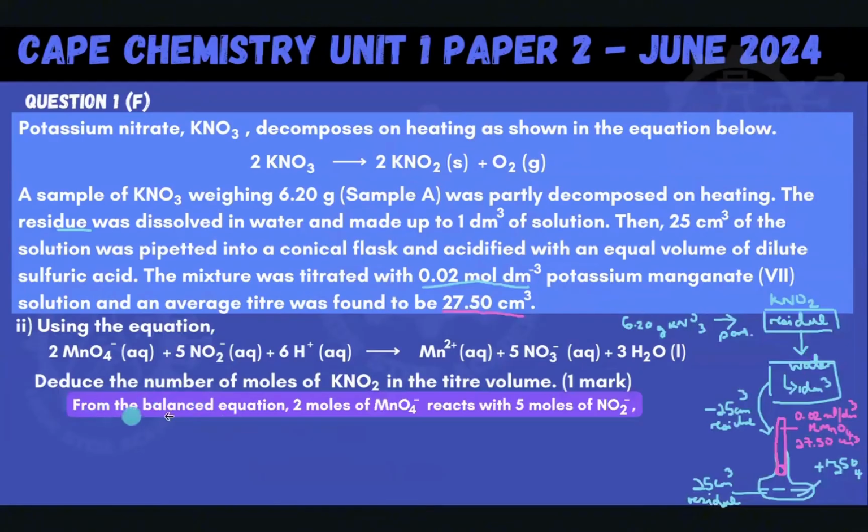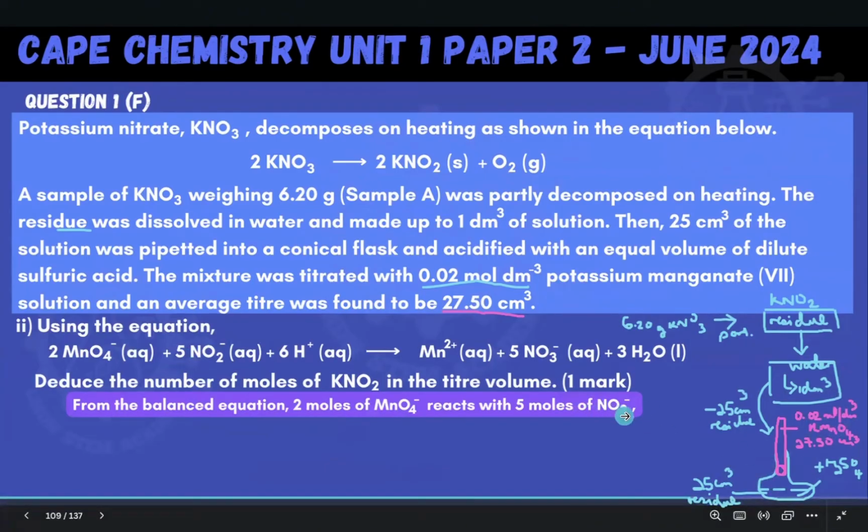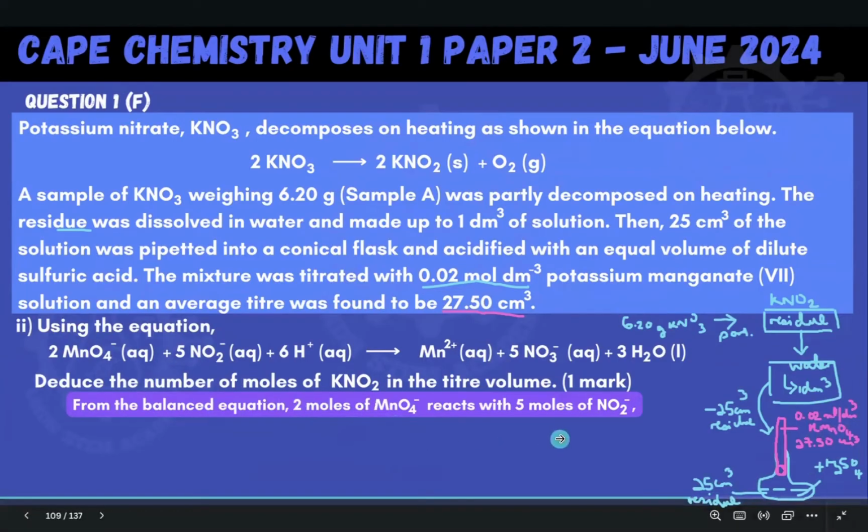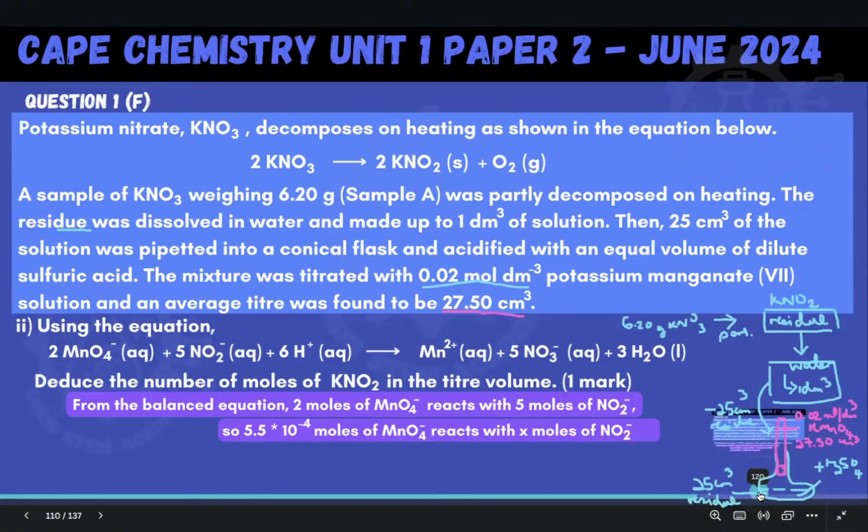It says here now that from the balanced equation, we know that 2 moles of the manganate ion would have reacted with 5 moles of the nitrite ion, NO2 minus ions, which is in our residue, right? So we know that from the balanced equation. And what we also know from the first part of this question was that 5.5 times 10 to the minus 4 moles of manganate ions were placed into that conical flask.